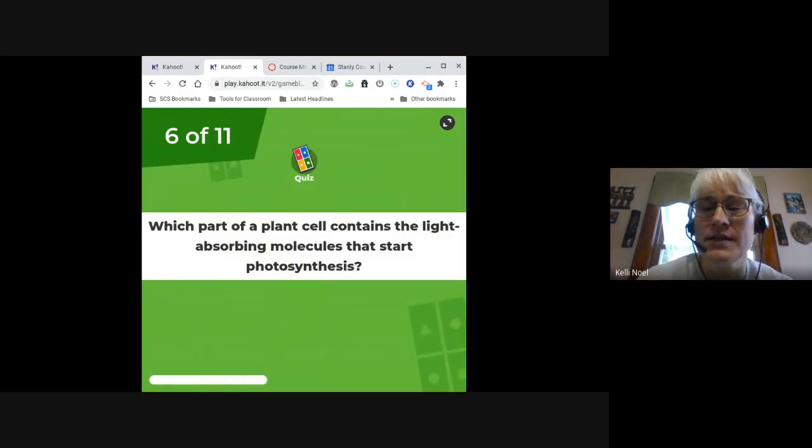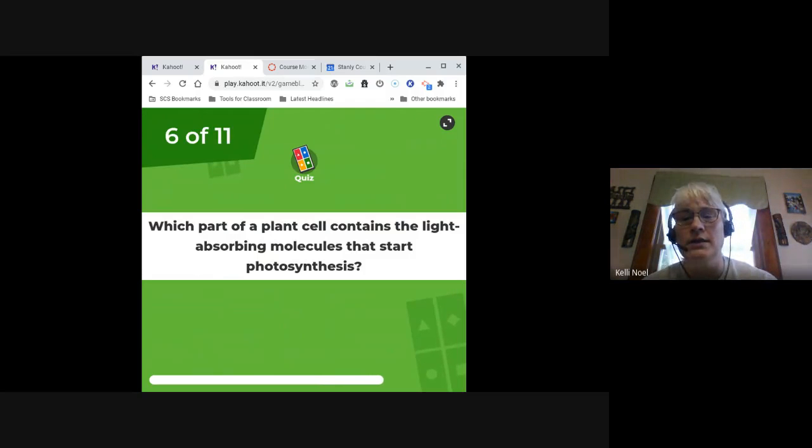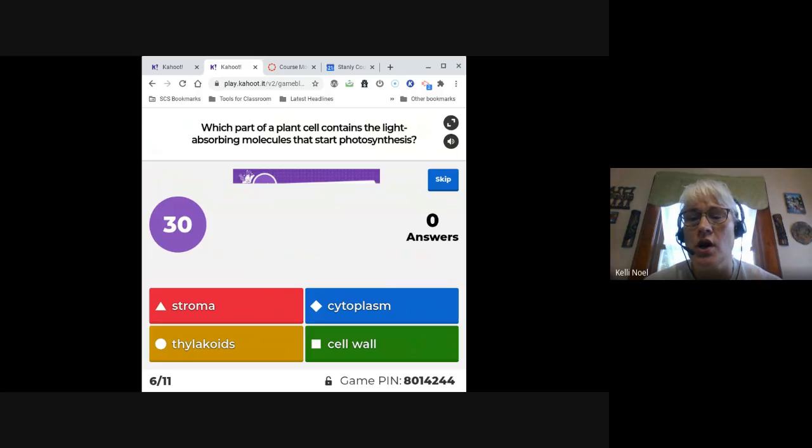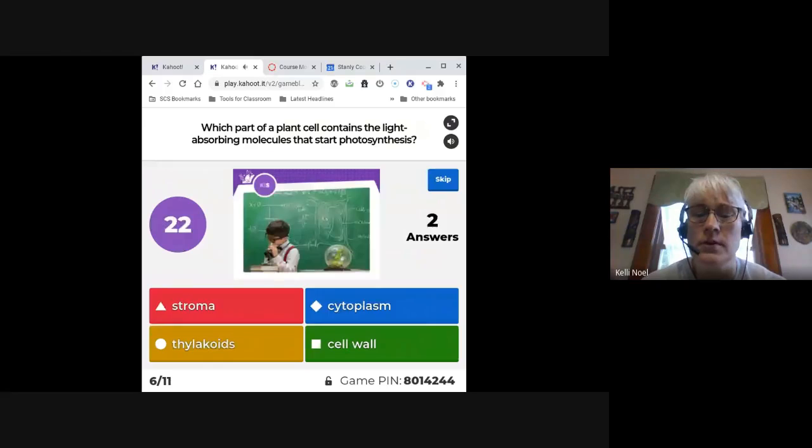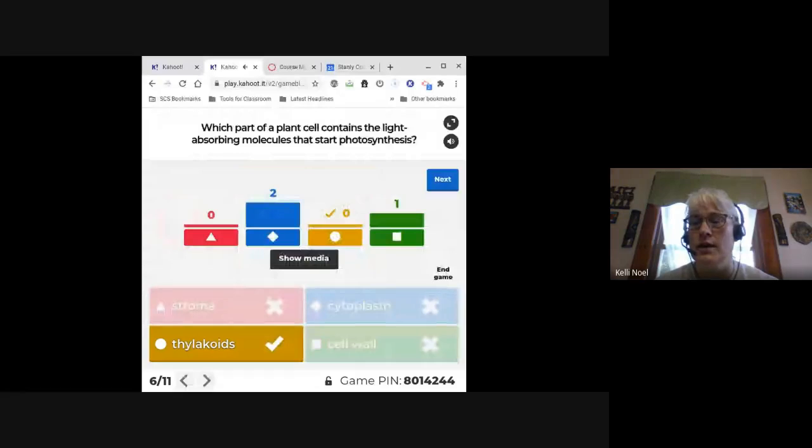Which part of the plant cell contains light absorbing molecules that is going to start photosynthesis? Thylakoids. I just said that just a minute ago. So thylakoids has the light absorbing molecules called chlorophyll, and that's where it's going to start.